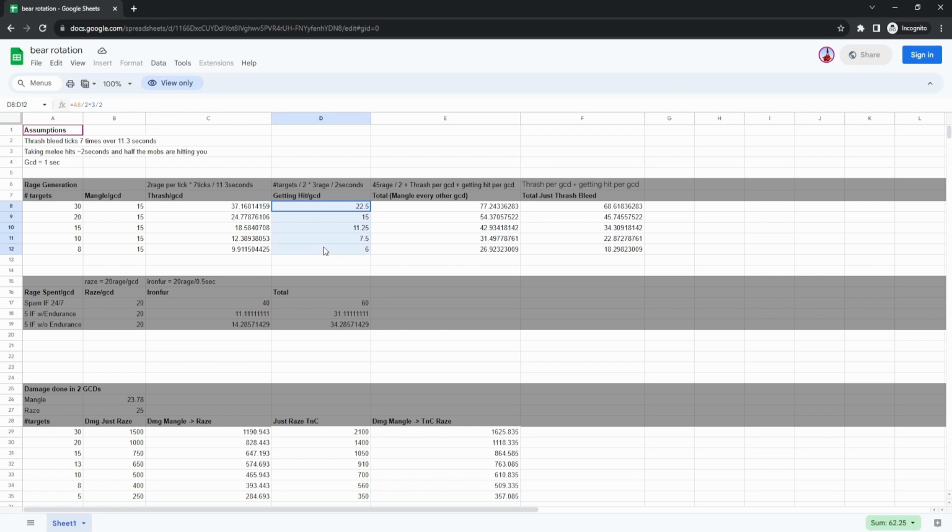For the thrash, the way I did it was 2 rage per tick because of Blood Frenzy. So every single time the bleed ticks, you get 2 rage. And again, it's 7 ticks, and my thrash bleed lasts 11.3 seconds. So, formula's right up there. And then getting hit is kind of the same thing. Number of targets, I halved it, and each melee hit is 3 rage. If you're getting hit every 2 seconds, you divide it by 2 to get the rage you're generating over each GCD.